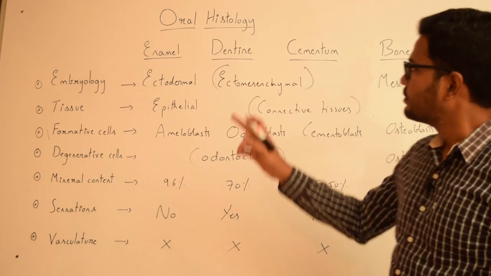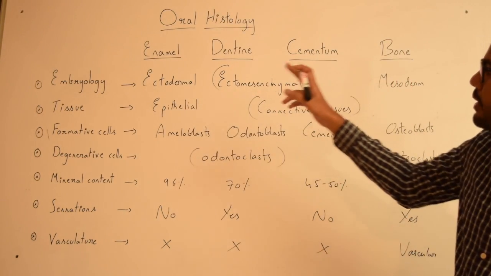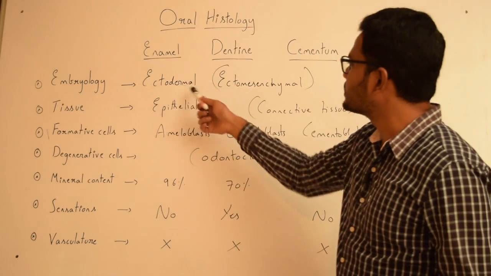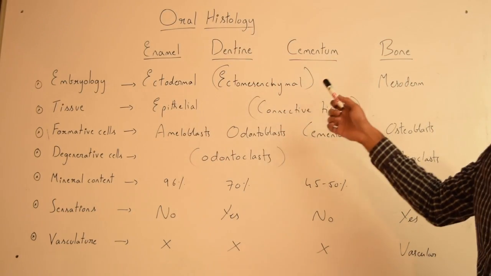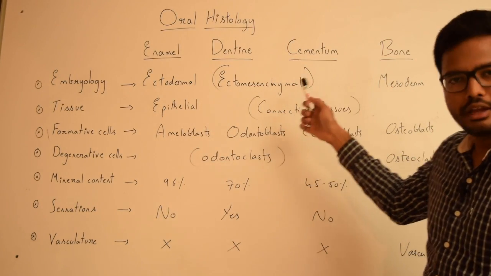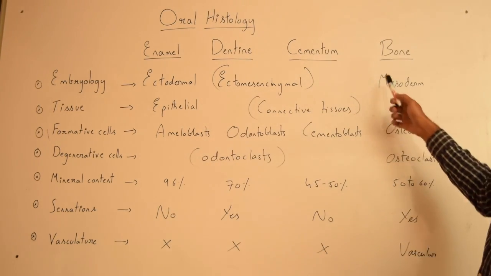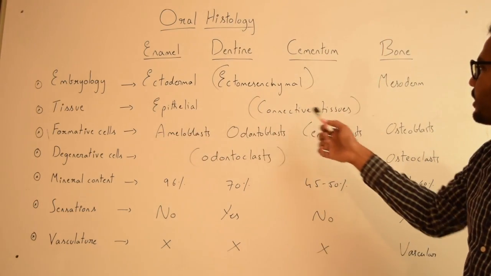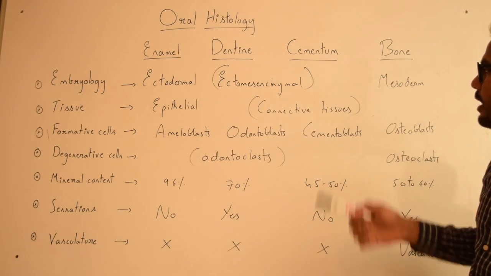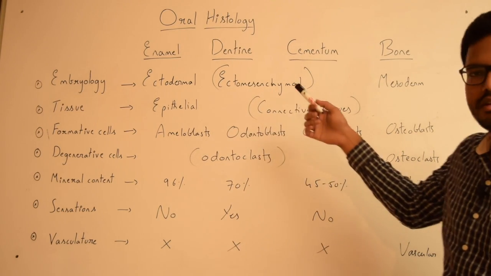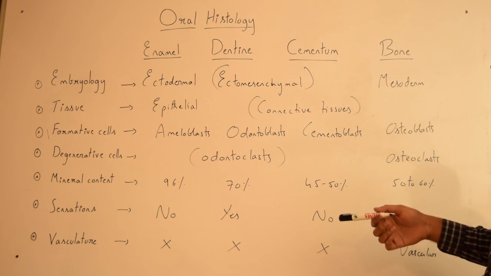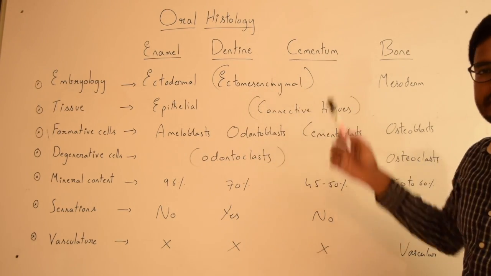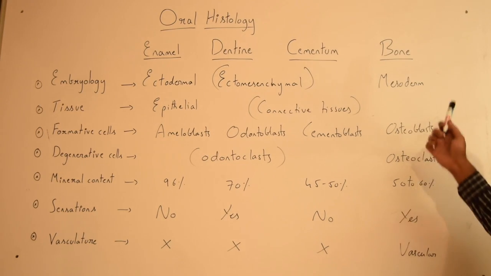So to summarize, here I have taken up different tissues and compared them in terms of their origin and various other factors. If you observe, enamel has its origin from ectoderm, whereas dentin, cementum has its origin from ectomesenchyme, including pulp, and bone has its origin from mesoderm. So the nature of tissue in case of enamel, it's epithelial, whereas the rest of the tissues, they are connective. And formative cells, as you can see, we have ameloblasts in enamel, odontoblasts in case of dentin, cementoblasts in case of cementum, and osteoblasts in case of bone, whereas degenerative cells are odontoclasts in all enamel, dentin and cementum, and osteoclasts in case of bone.